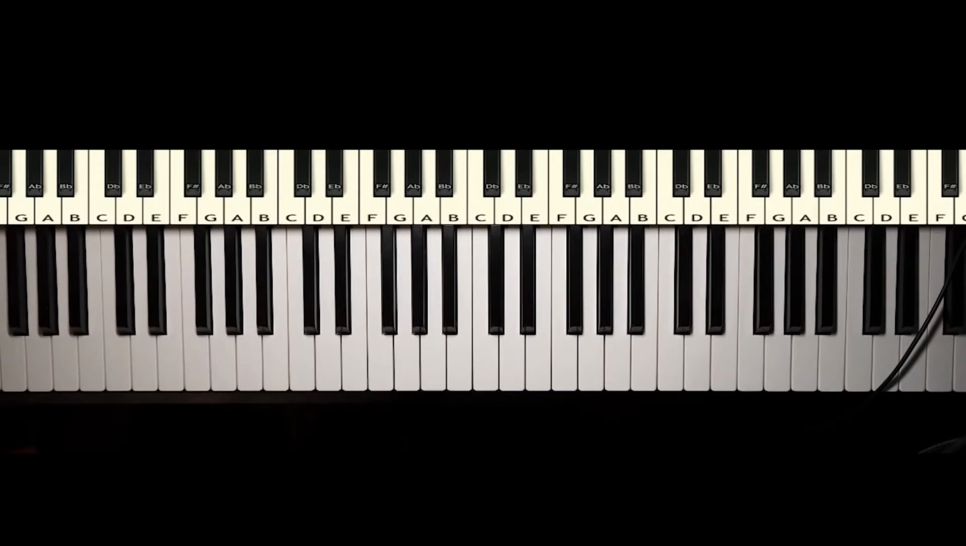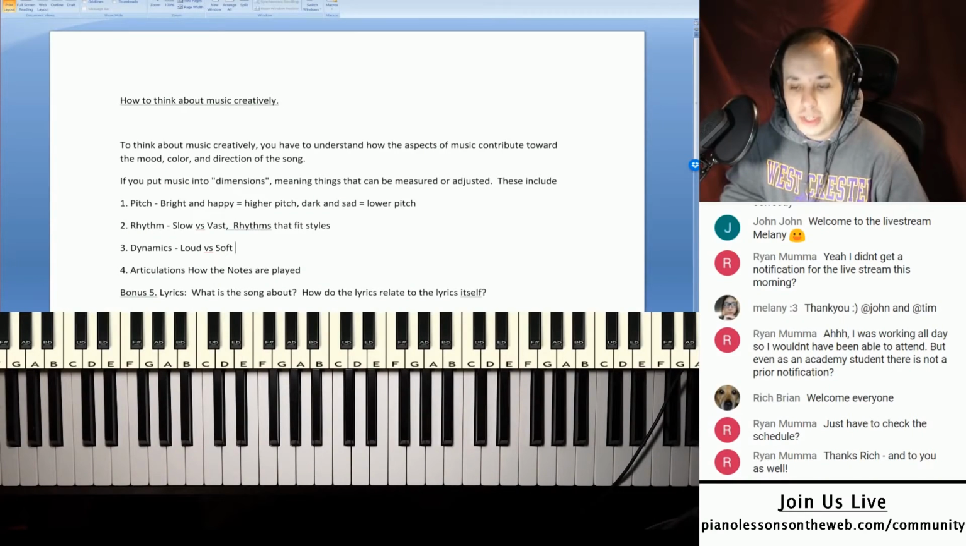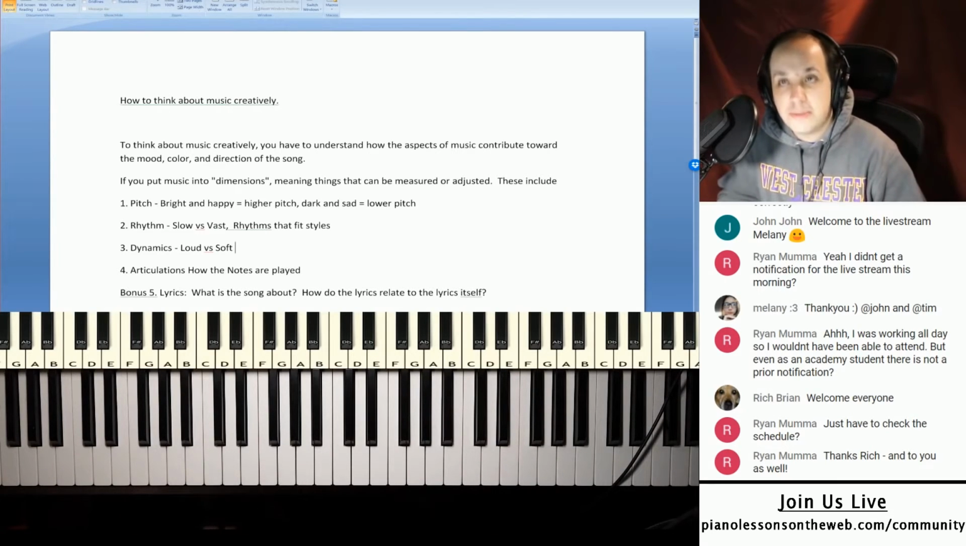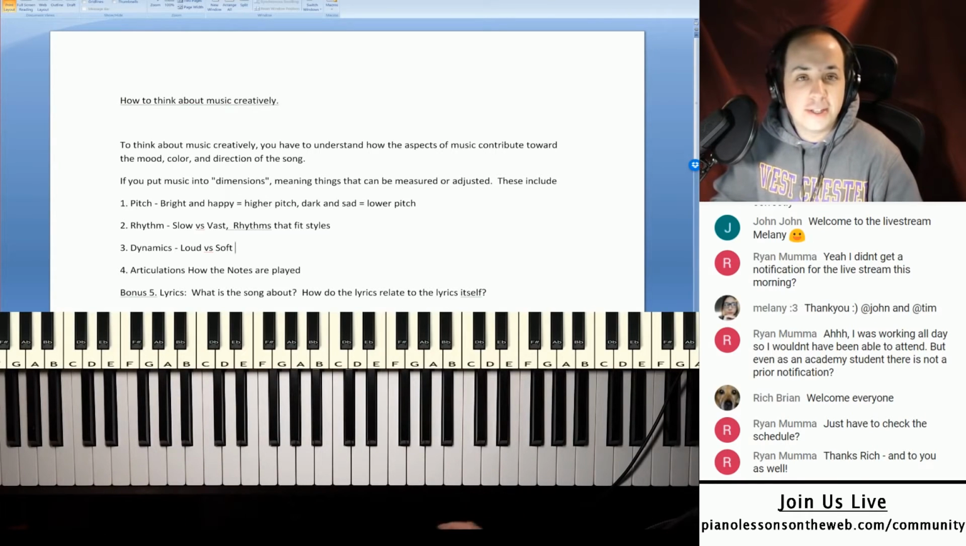Now, does that mean that all slow songs have to be fast? Well, no. Of course not slow songs. I meant soft songs have to be fast. But no, you can mix and match those. I can't speak today. You can mix and match those, but generally they will go together to contribute towards, again, the overall feel and mood of the song.